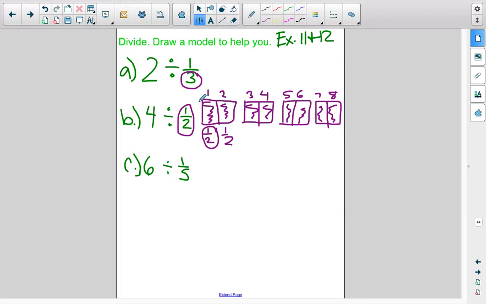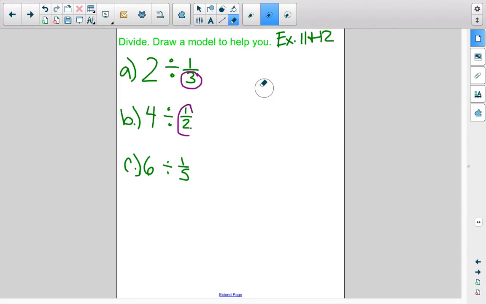If you haven't done the mathematical way of doing this, I suggest you pause the video and try it now. I will show that right now. So here we've got the 4. I'm going to rewrite it. 4 over 1 is the fraction form of a whole number. Change my sign to multiplication and multiply by the reciprocal, or some of you may know it as keep, change, flip.